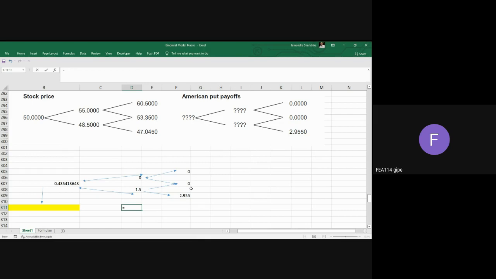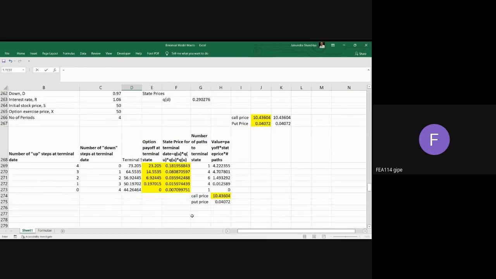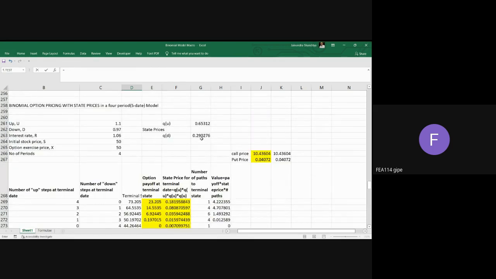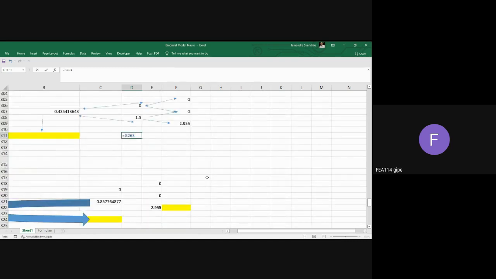So the first one is QU into this 0. So obviously this is going to be 0, so I'm not interested in that. So I'm directly using QD into 2.955. Why did I get a different value? Can anyone tell me why I got a different value than this 1.5?